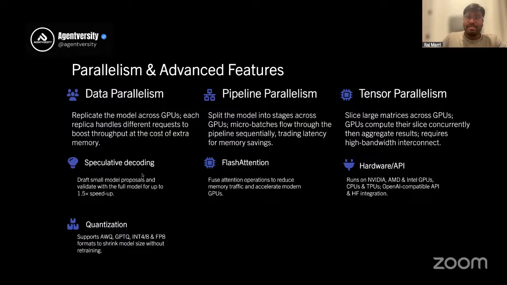Flash attention is basically an algorithm to increase the speed of your attention. I don't want to go deeper into flash attention. It itself would probably be a different presentation. It's just about how well you can optimize your attention so that you get faster results, just to speed up the output. Hardware or API support, so that it can run across NVIDIA hardware, and OpenAI compatible APIs, we discussed before.